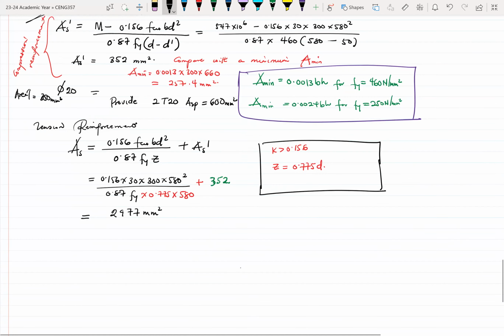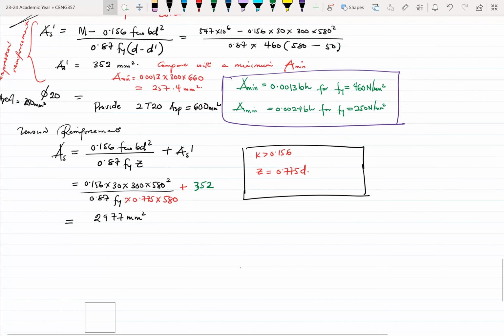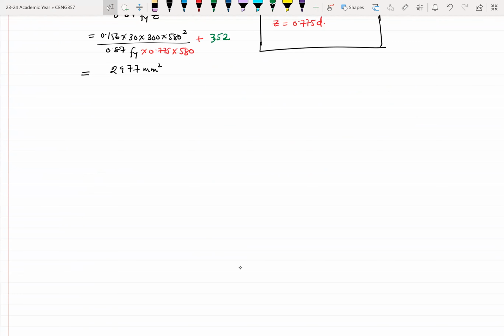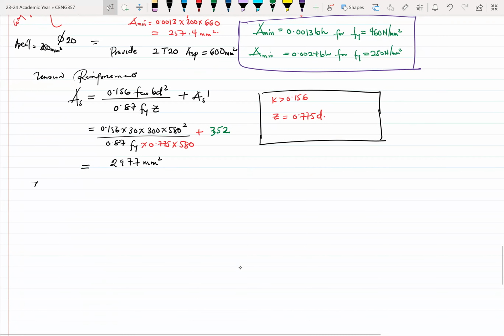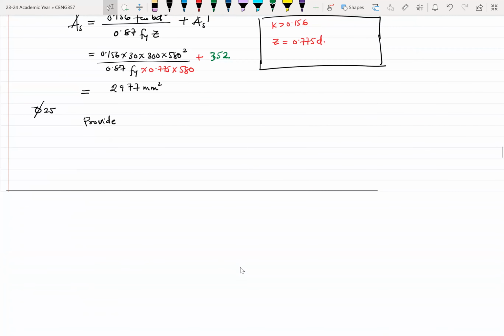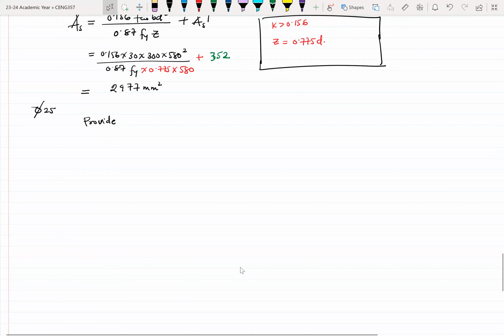Then for the tension, let's go with a 25. So we'll end up providing, the area of one is 500, right? So 2977 divided by 500 will give us 5.9. So let's say 6. So provide 6T25, and then the area will be 3000 millimeter squared.